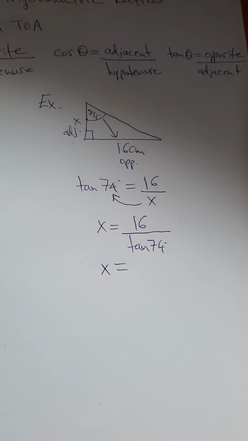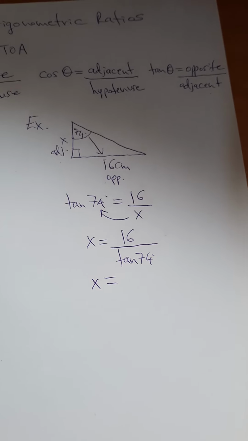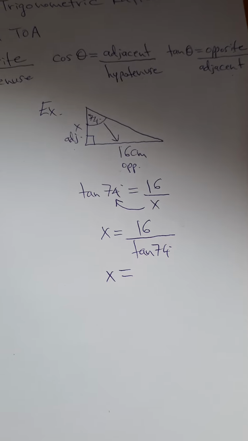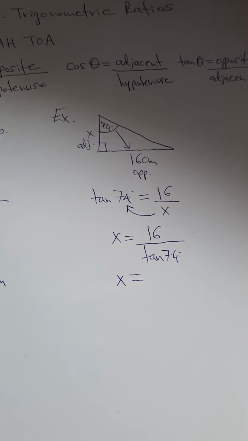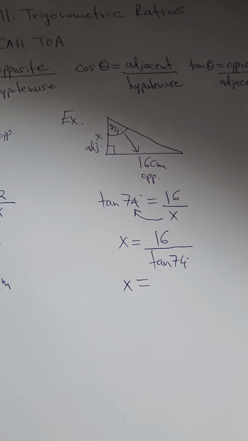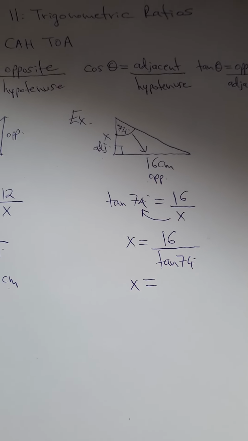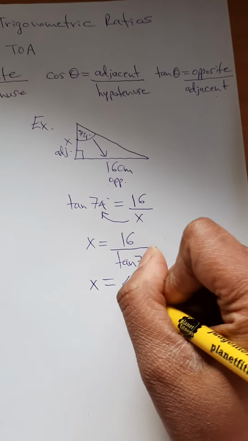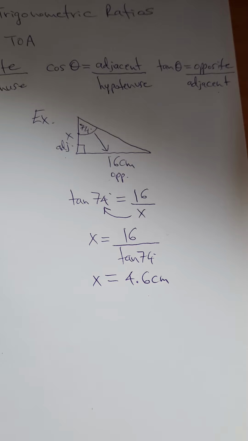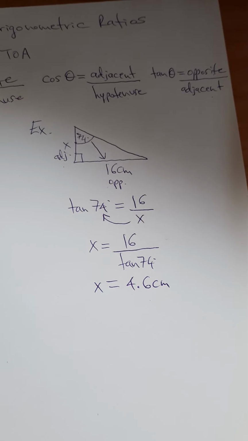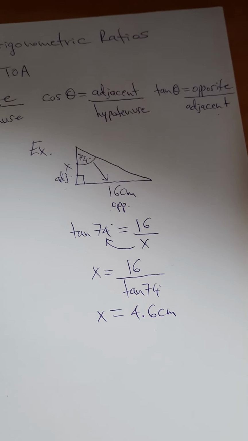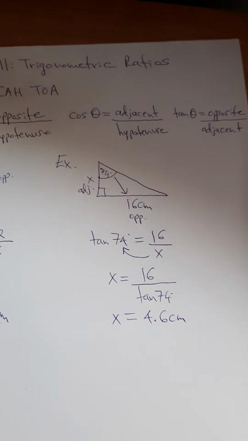Does everyone see that? Okay. If the value of x was on top here, I would just have to multiply the two numbers. So we are doing 16 divided by tan 74, and we are getting 4.6 centimeters. I noticed that that's the adjacent side of the triangle. If I wanted to find the hypotenuse, I could just use the Pythagorean theorem to do that. Are there any questions here?